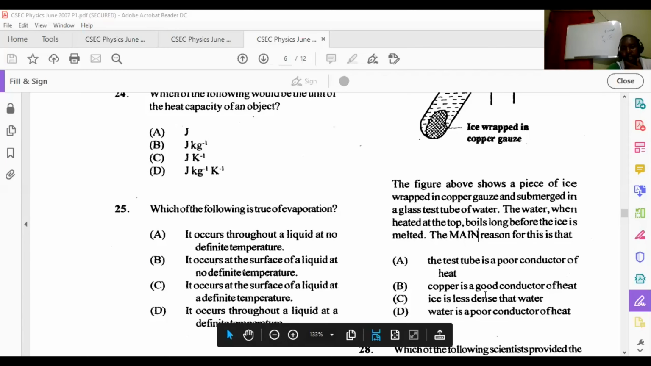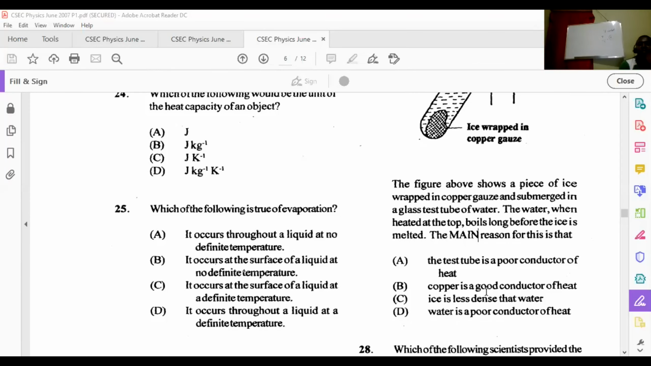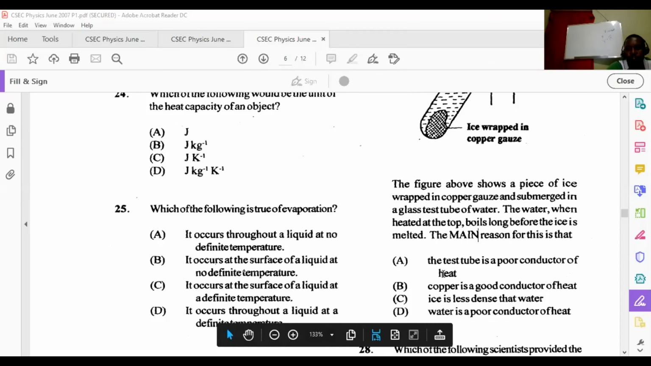So do we know water to be a good conductor of heat or poor? In this case, water is a good conductor. So the best appropriate answer here would be A. Comparing the test tube conductivity to the water, the test tube would be a poorer conductor than water. So therefore, A would be your answer.